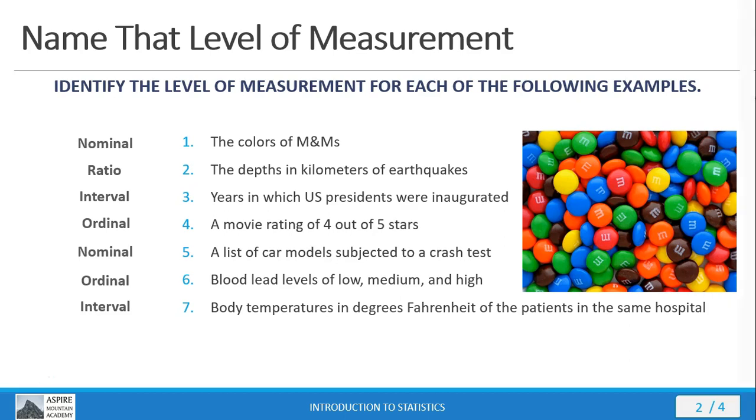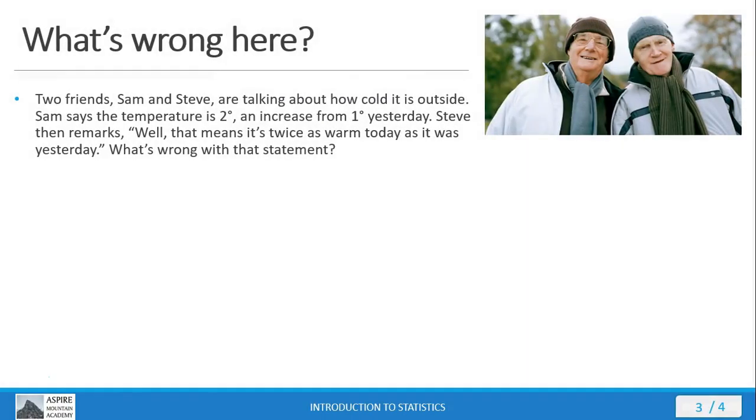And on that note, let's take a look at an example involving two friends, Sam and Steve. They're talking about how cold it is outside, and Sam says the temperature's 2 degrees, an increase from 1 degree yesterday. Steve then remarks, "Well, that means it's twice as warm today as it was yesterday." Well, what's wrong with that statement? I'll give you a moment to respond.